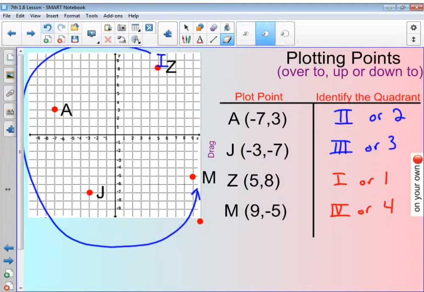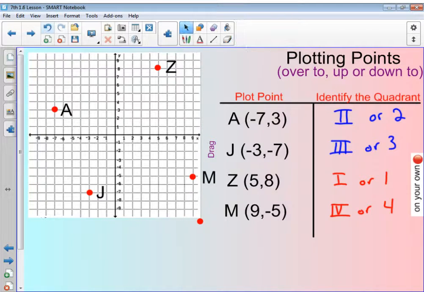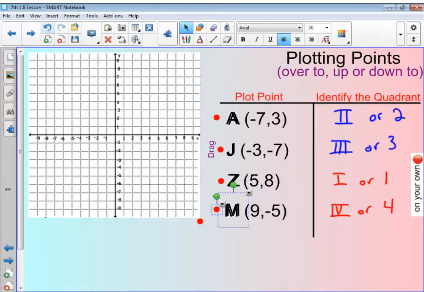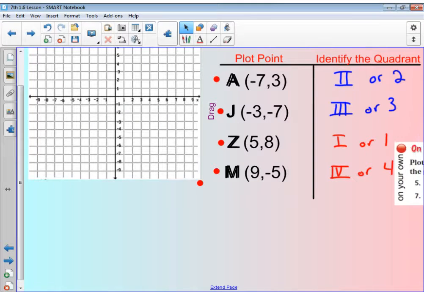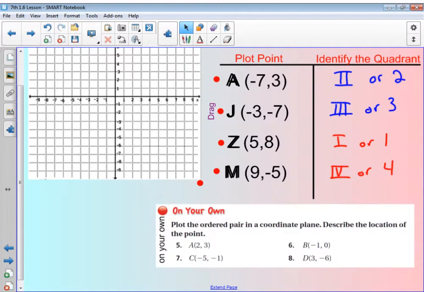Okay, so I'm going to erase this really quick. I'm going to shuffle these off. So never mind if they're kind of in the way, but I'm going to have you go through and actually do a couple more. So on your own, I'm going to slide this down. I want you to go through and plot these 4.